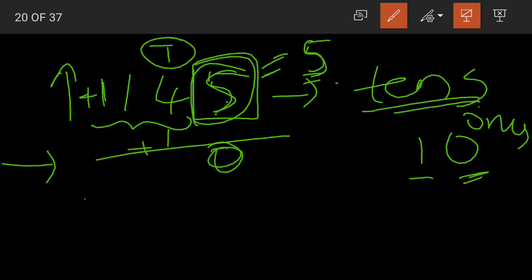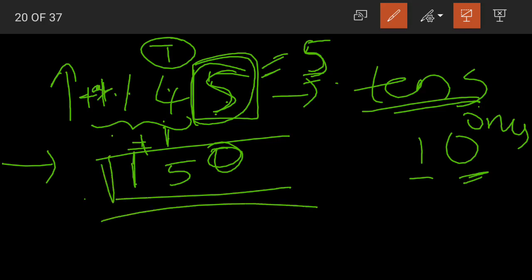We are rounding off to tens, so we are adding 1 to the digit in the tens place. 4 plus 1 is 5. And before that, what do we have? We have 1, so we write 1 as it is. 150 becomes our estimated number. Clear, children?